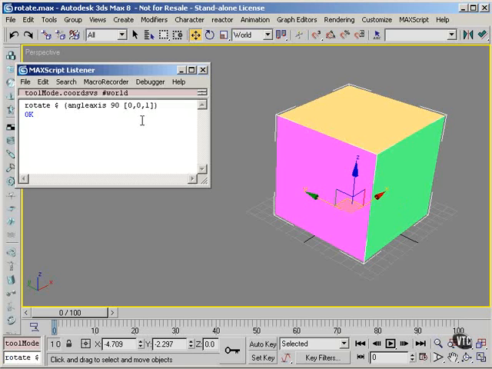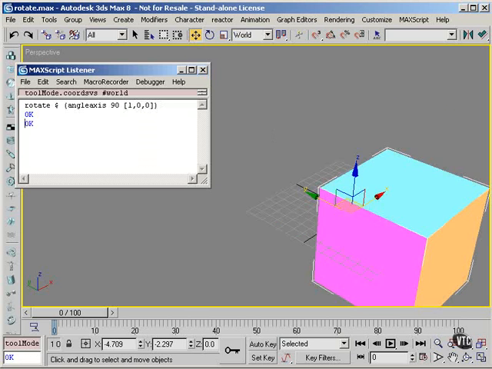So let's make our X rotation here and give it a try. And that's exactly what happens. So that's the basics of angle axis rotations.